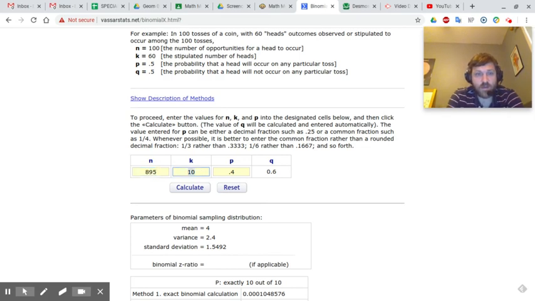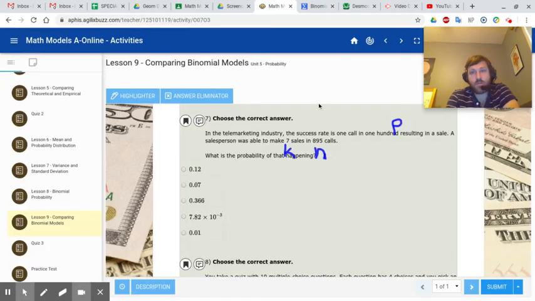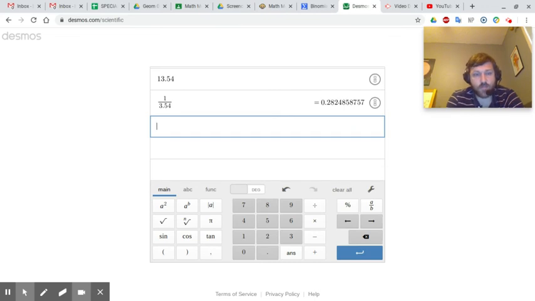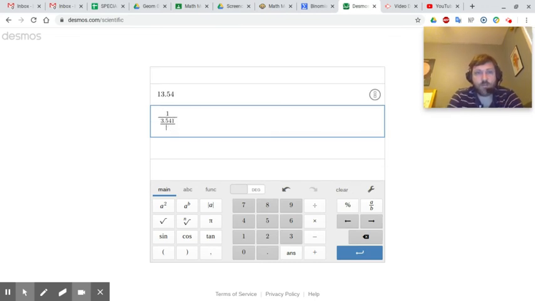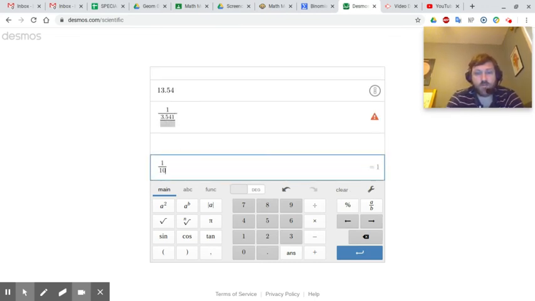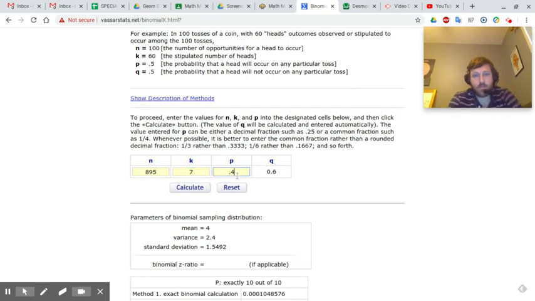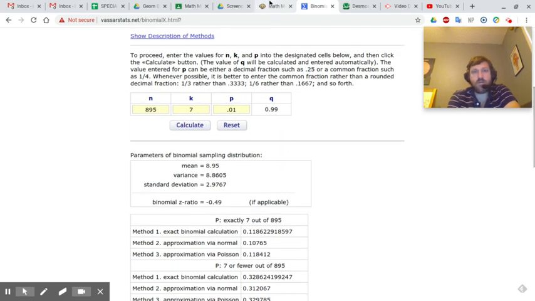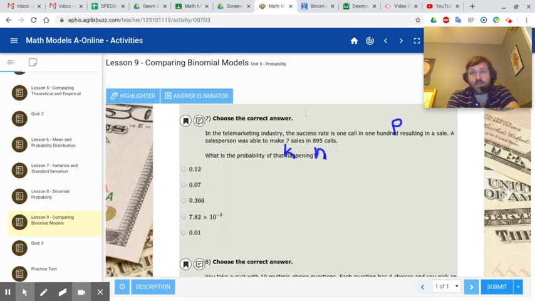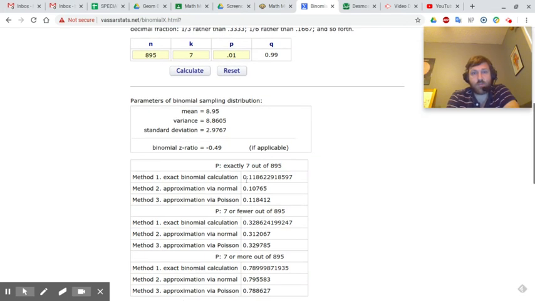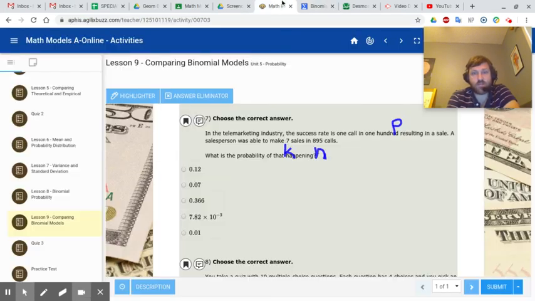895. And what was it? You've got to go back and look. 7. But the probability was 1 out of 100. So you should know that, but 1 out of 100. Oops. Go to a new line. 1 out of 100 is 0.01. Takes a second. So we want to know the probability of making exactly 7. So it's 0.1186.